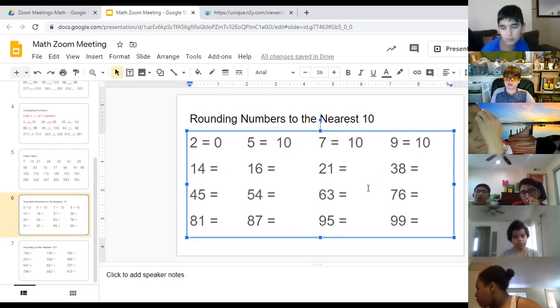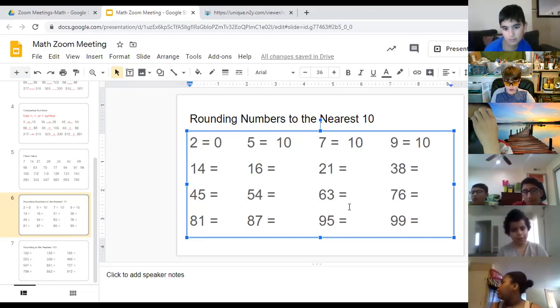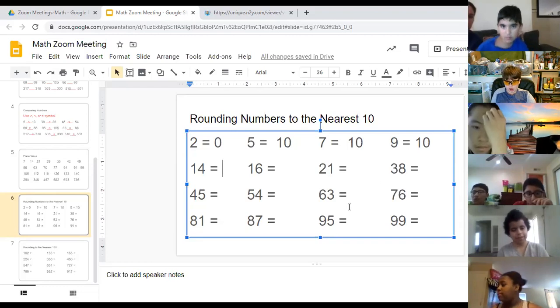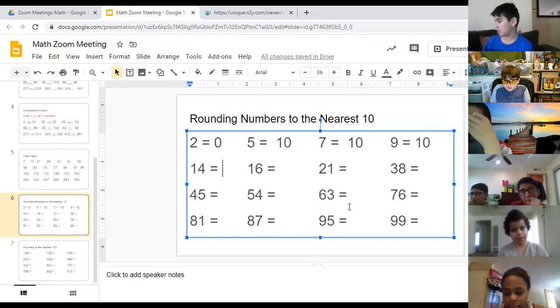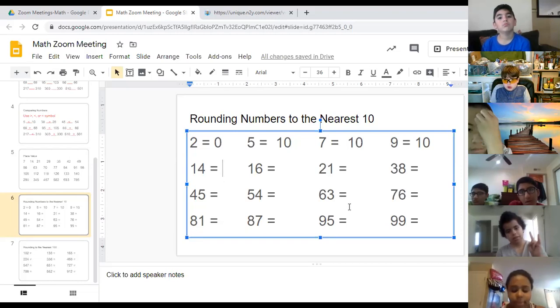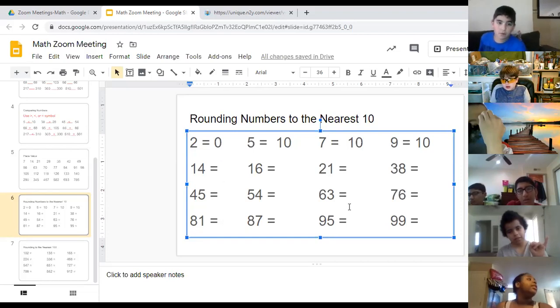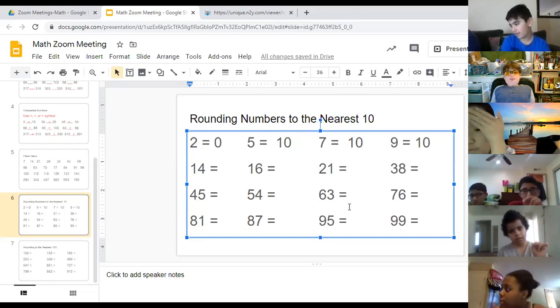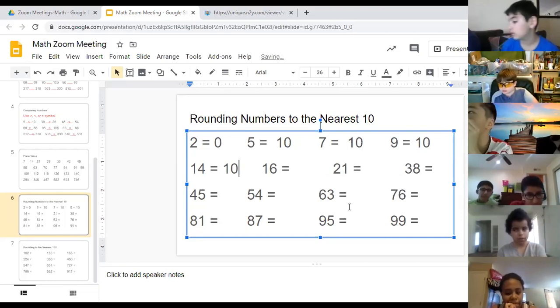Elijah, can you move closer to the Chromebook so I can hear you? I cannot hear you, my dear. Okay, so if your answer is 10, show me one finger. If you answer 20, show me two fingers. Is 14 closer to 10 or closer to 20? Oh, you're showing one, that means 10. Very good. That's correct. 14 is closer to 10. So when we round off 14 to the nearest 10, 14 becomes 10.